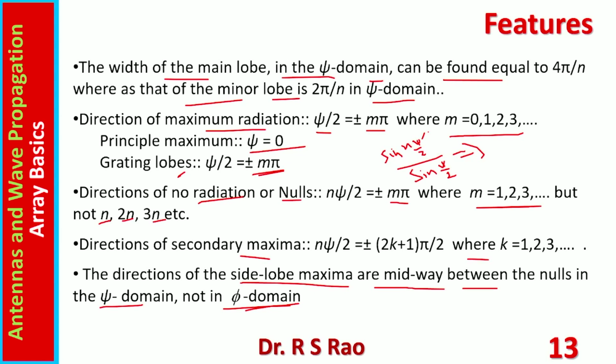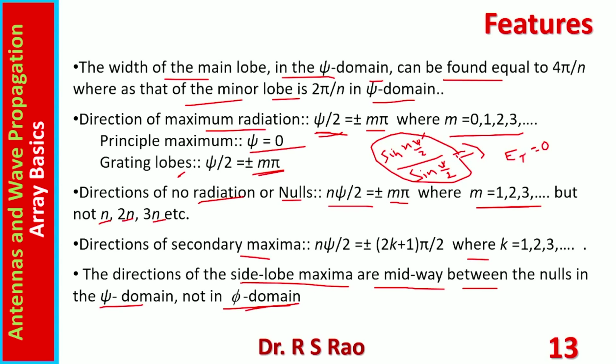When it assumes maximum, it gives the direction of maximum radiation. It assumes zero for certain values of psi. What are those values of psi? When n psi over 2 is equal to plus or minus m pi, this quantity becomes 0. So the field intensity Et becomes 0. When it is 0, it implies there is no radiation in that direction.